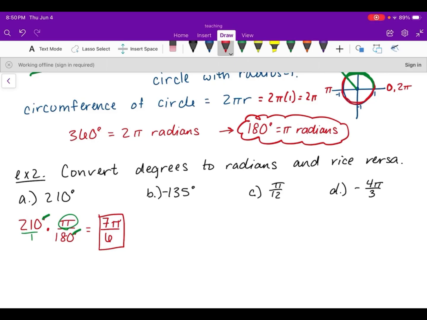Negative 135 degrees. Again, we're trying to get rid of degrees, so we want degrees to go at the bottom, and we want our radian, which is pi, to go at the top. This is going to give me negative 3 pi over 4 once I do this division.